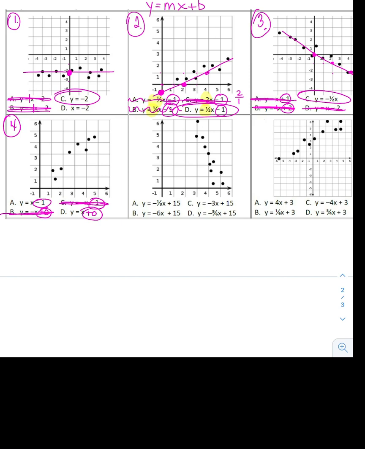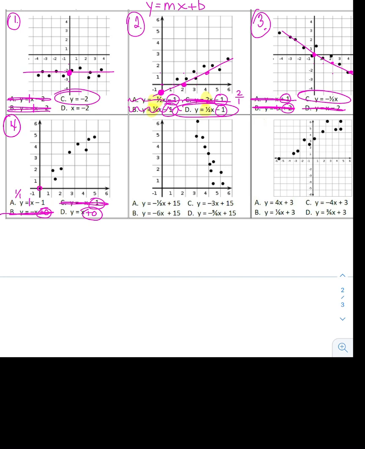So that's not a good choice. Now let's test the other 2. Let's test A. So it has a y-intercept of negative 1 and a slope of 1. Remember, that means I rise 1, run 1. Rise 1, run 1. If I draw that line, does that match? It looks a little bit too far down.